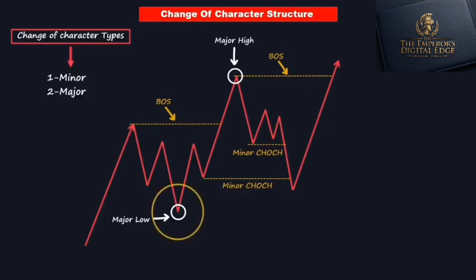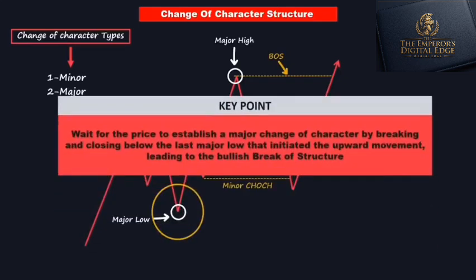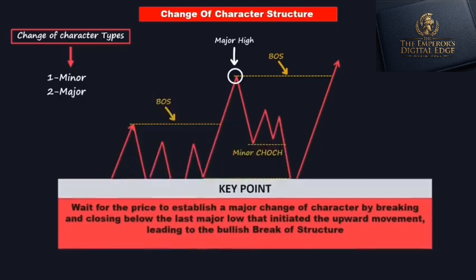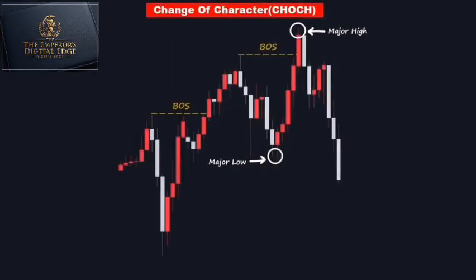Their identified change of character was invalid, and the price only was in its retracement phase before continuing to its primary direction. To obtain a valid market structure shift signal, one should patiently wait for the price to establish a major change of character by breaking and closing below the last major low that initiated the upward movement, leading to the bullish break of structure. Furthermore, it's crucial to always remember that in a bullish scenario, a change of character pattern is considered valid only when the price breaks and closes below the last major low with the body of a candle.